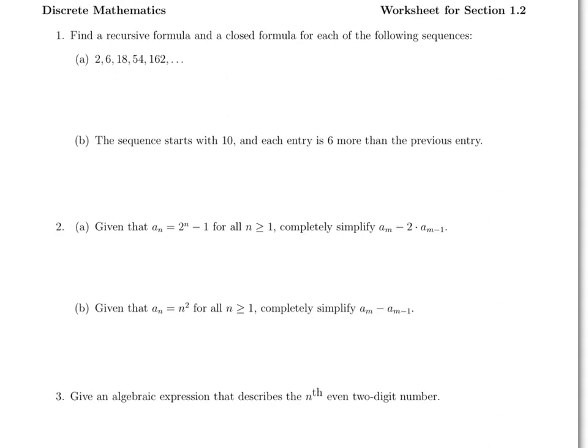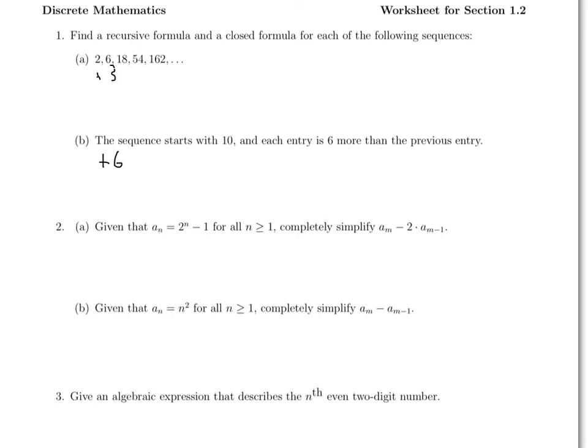In the first problem, we have a couple of descriptions of sequences, and we're trying to find a recursive or closed formula for them. So the main thing is to first identify the pattern, and you can see in the first example that the pattern is that you're multiplying by 3 each time. And in the second problem, it says the sequence starts with 10, and each entry is 6 more than the previous entry. So the pattern, if you had to describe it, is that you're adding 6 each time.